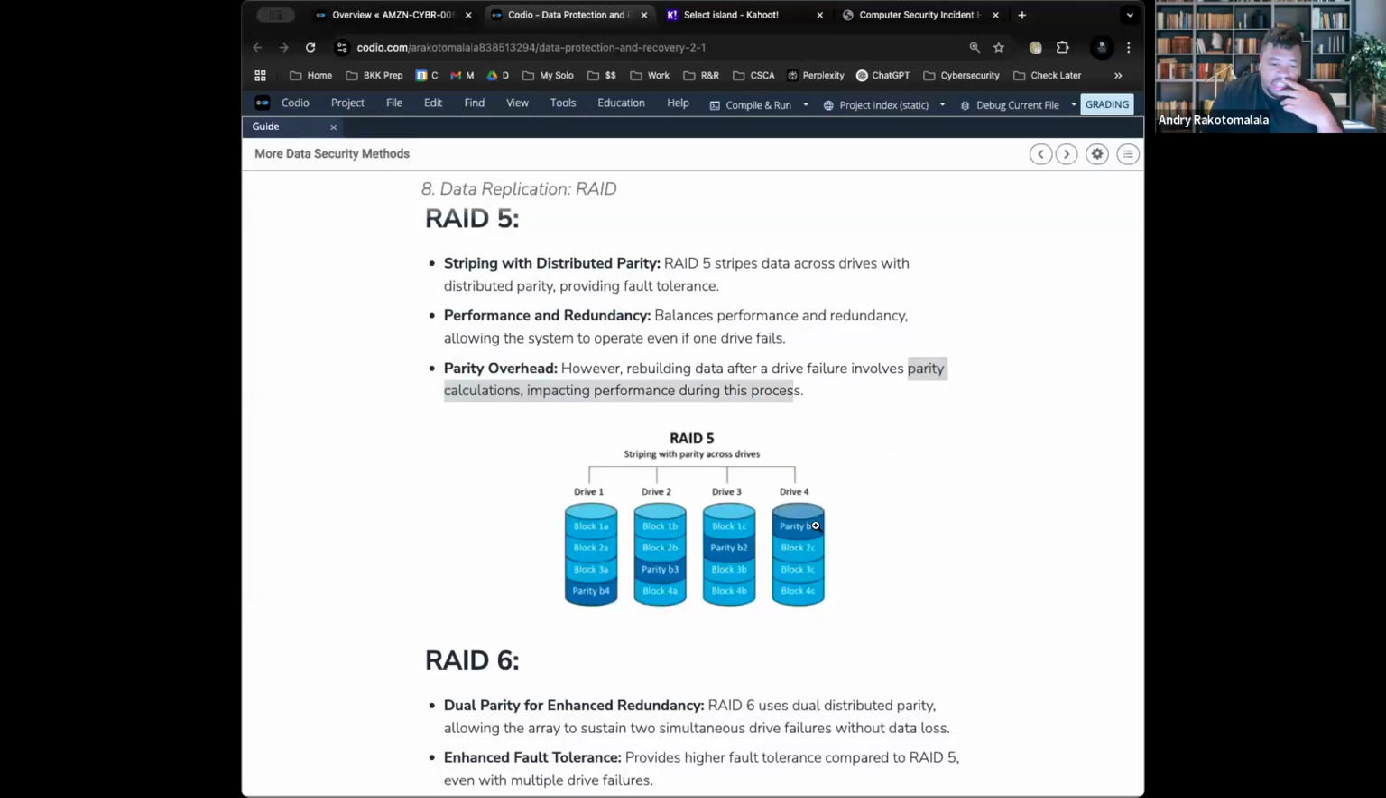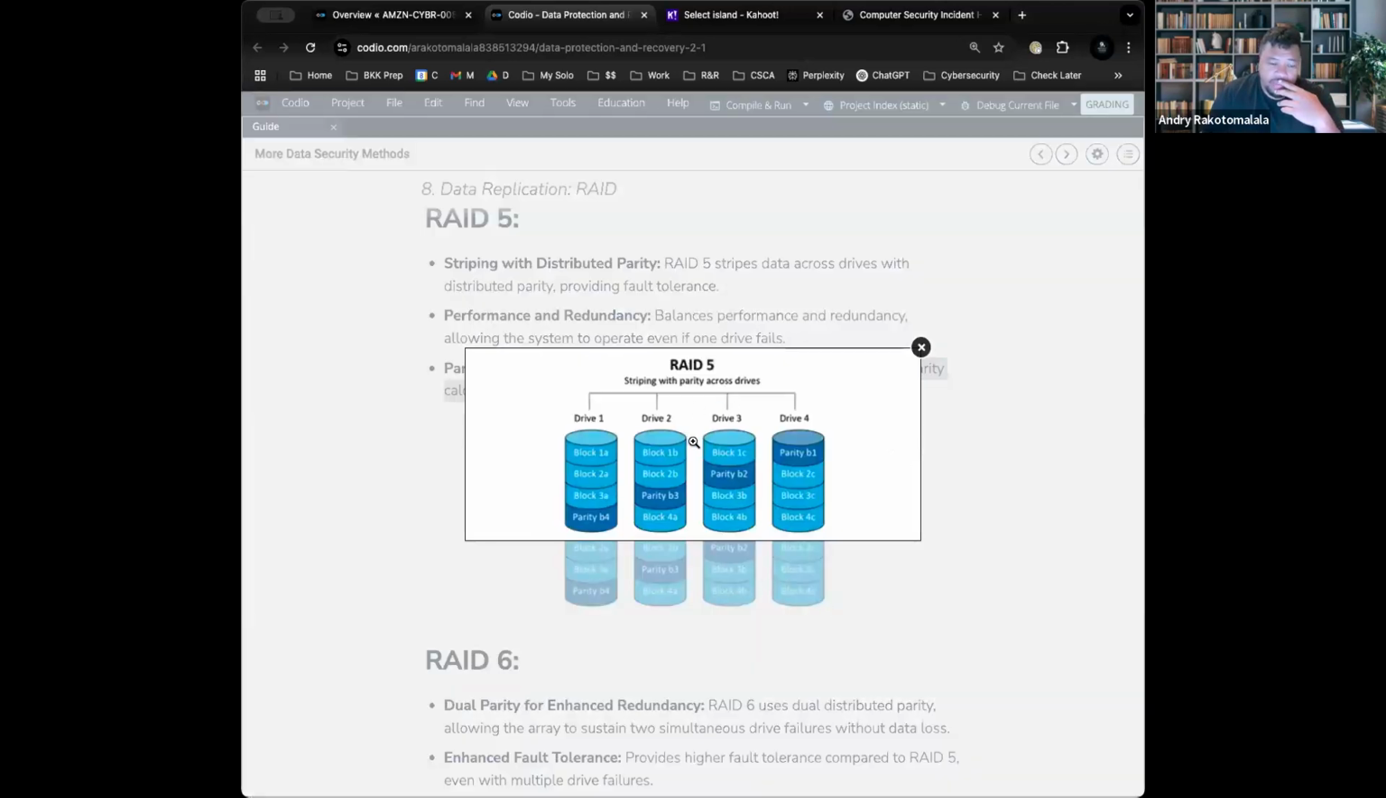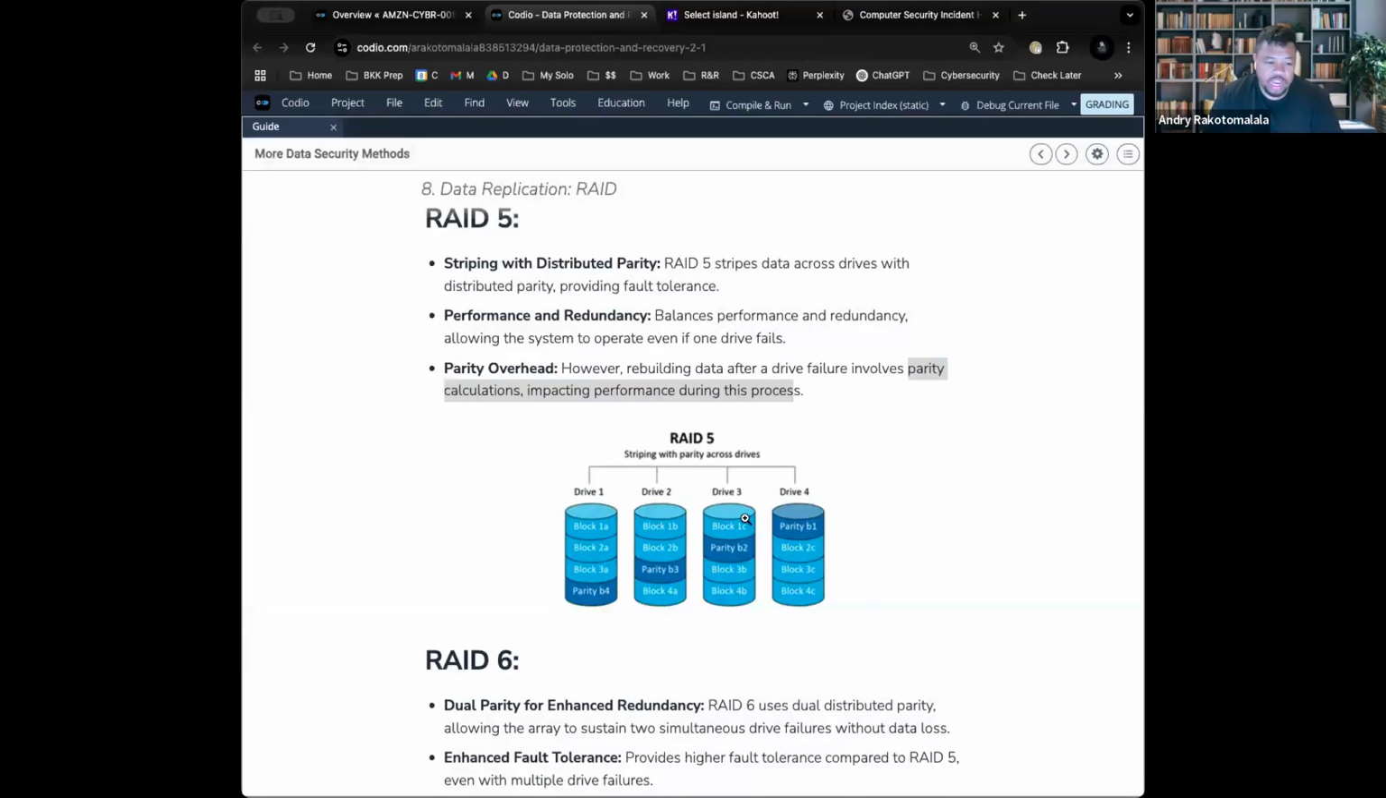So this is an example of what RAID 5 would look like. There's drive 1, 2, 3, 4, and then each one has a block. One of those blocks is dedicated to parity. So that would be one of the reasons why it would take up a bit more space.